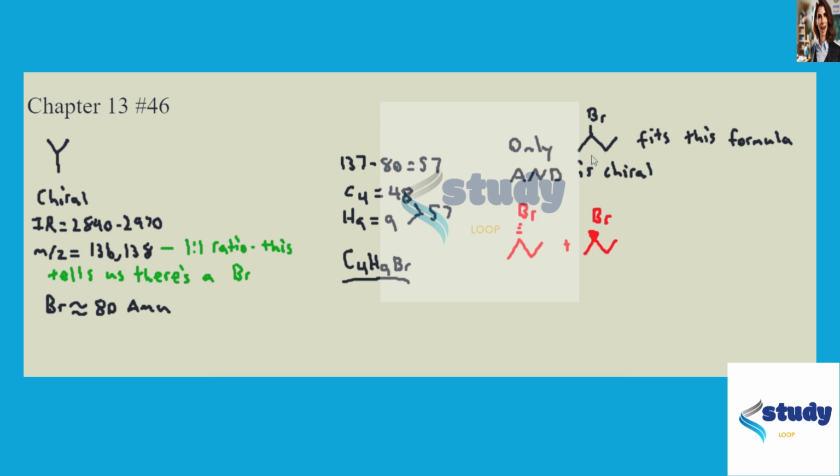That's 2-bromobutane. 2-bromobutane, as I've drawn here in black, and then down here in red, of course, without being given any further information from which to deduce stereopurity, we would say that we have both of these enantiomers of 2-bromobutane. And that is the answer to chapter 13, problem number 46.